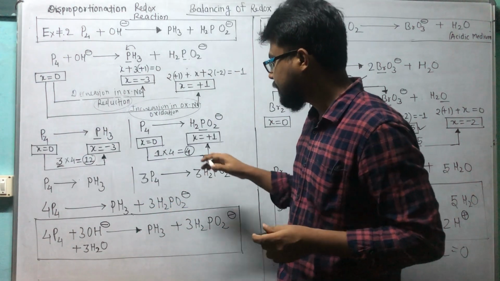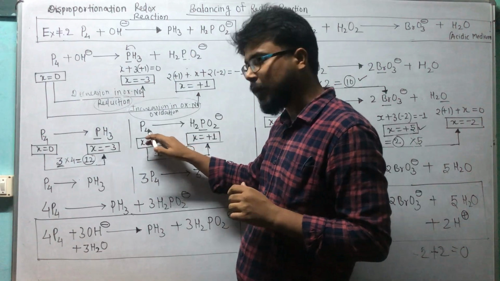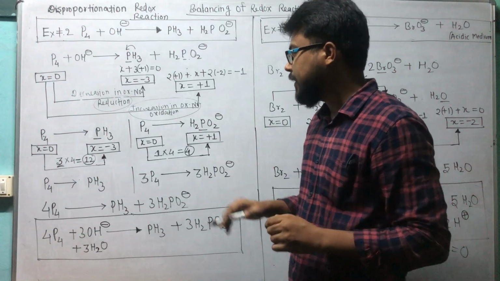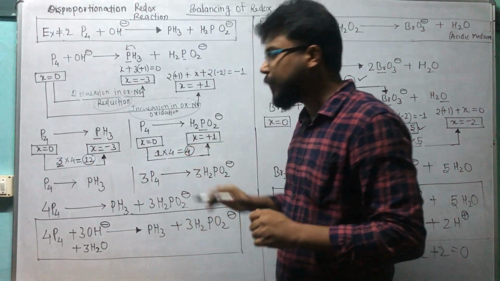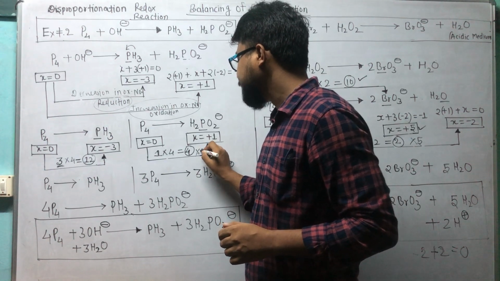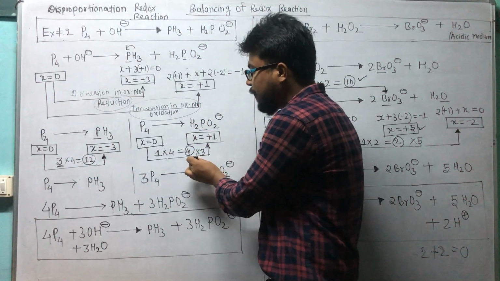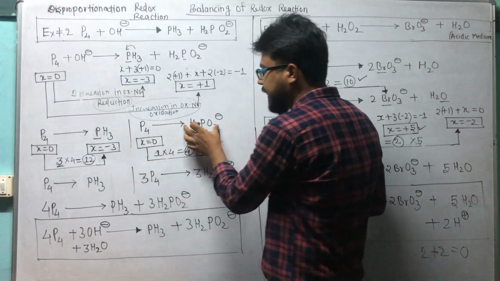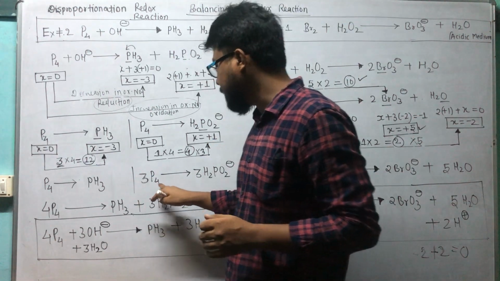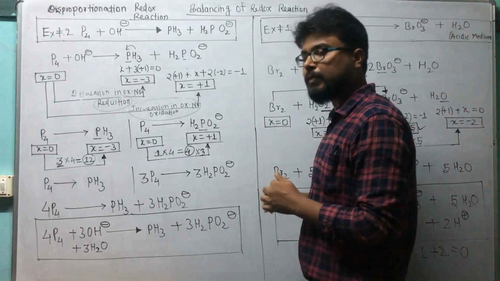See here, 0 to +1 changes by 1, and here phosphorus is 4, that's why I will multiply by 4. Again I will not balance, correct? Now here 12, here 4, if I multiply by 3, it will be 12. Now the factors are balanced, and this 3 will be further multiplied here and here, both sides of the equation. So here it is 3P4 after multiplying by 3, and 3H2PO2 minus.